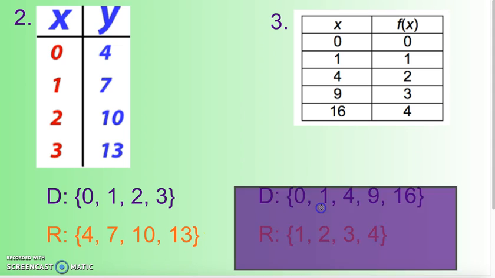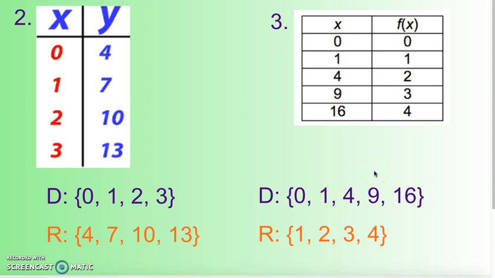For number 3, here are the answers I got. Okay, so the first one, domain, we put 0, 1, 4, 9, 16, because that's all the x's. Remember, f of x also stands for y. That's another way to write y. So these are all the answers. And what do you notice that I did incorrectly? What's one number that I forgot? And it could be in any of these sets.